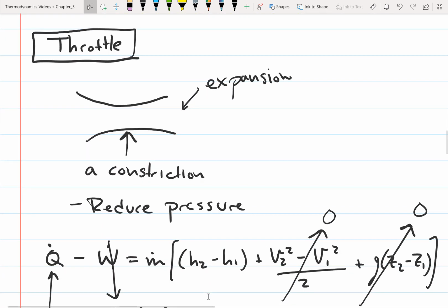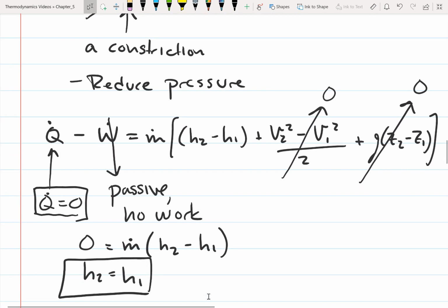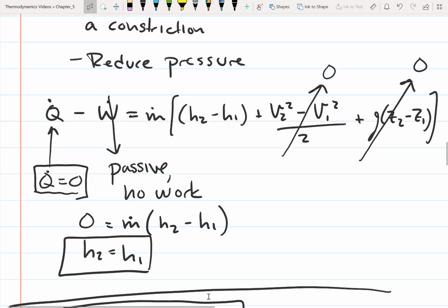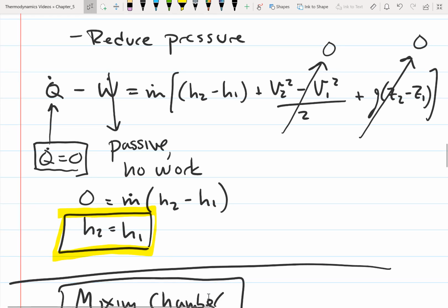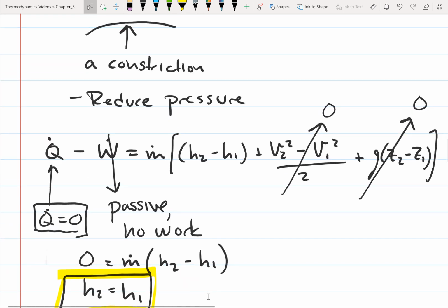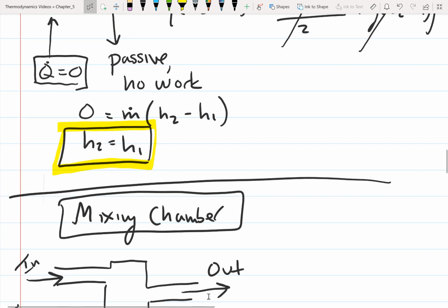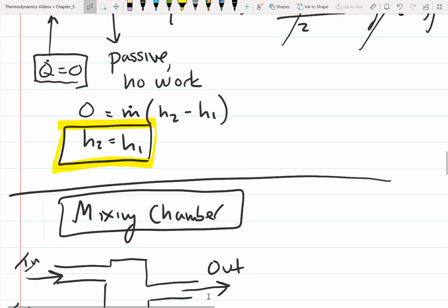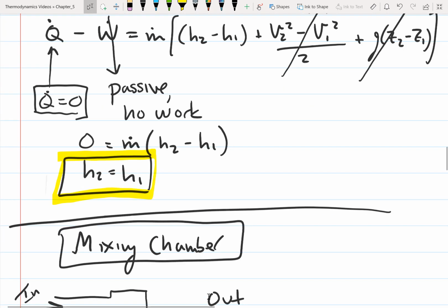If we have a throttling device, first of all, if we assume that it's well insulated, we can say that Q is 0. If we say it's passive, well, it's passive, so there's no work. The velocity in and the velocity out are approximately the same, so your change in kinetic energy is 0. And if there's no large elevation change, then your change in potential energy is approximately 0. So that means that we end up with the enthalpy out is equal to the enthalpy in for a throttling device.